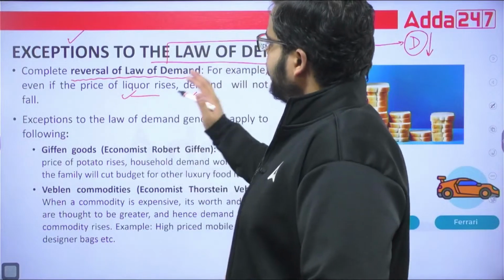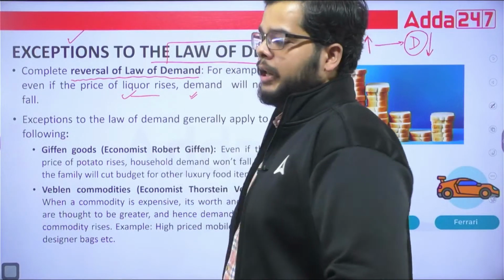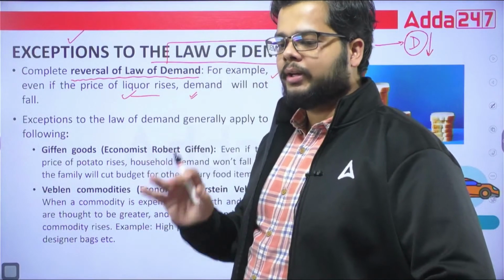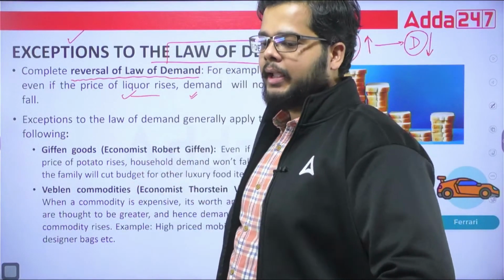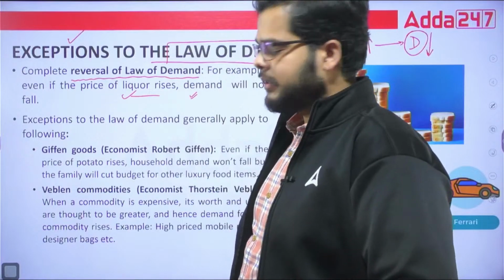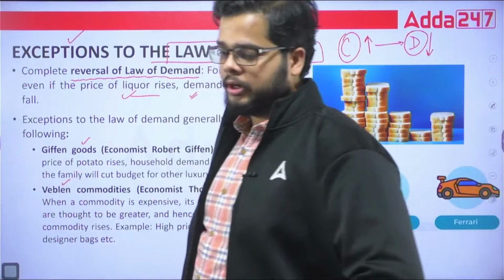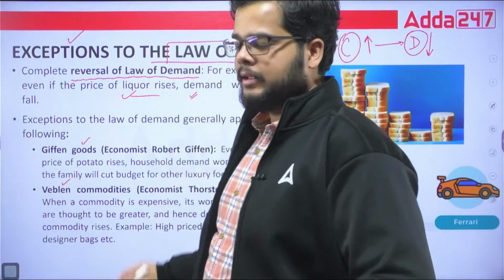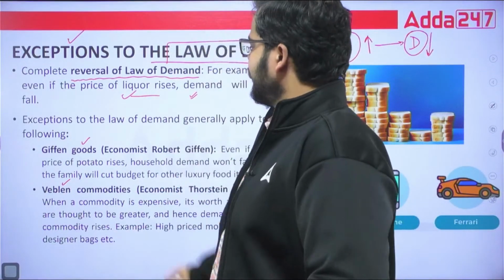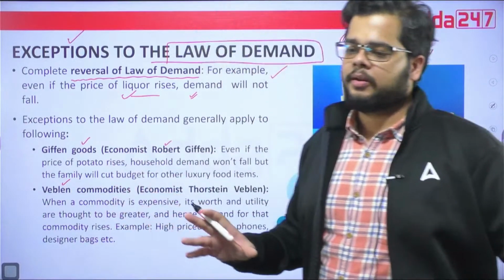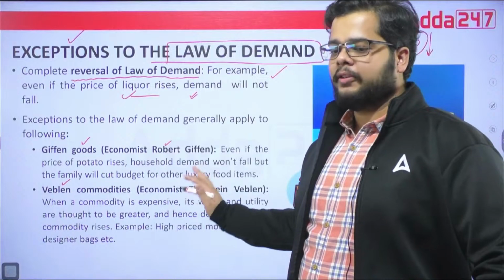So such kinds of goods, certain luxury goods, and certain basic household daily goods are classified as Giffen goods or Veblen commodities. Now we will see what these are. So if we talk about Giffen goods, it was the Scottish economist Robert Giffen who gave this term, Giffen goods.